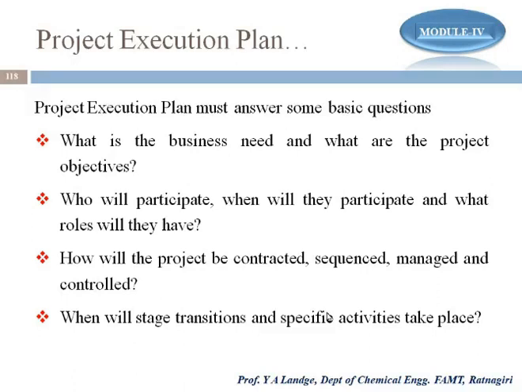So here also: how will the project be contracted, sequenced, managed, and controlled? Whom do you have to give the contract to? What is the sequence of the activities to be carried out? How can we manage things? How can we control the project? We need to answer all these questions, and once you answer them, your document is ready. That is your execution plan.